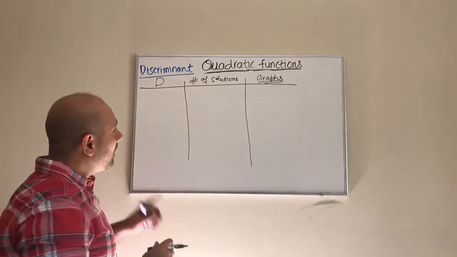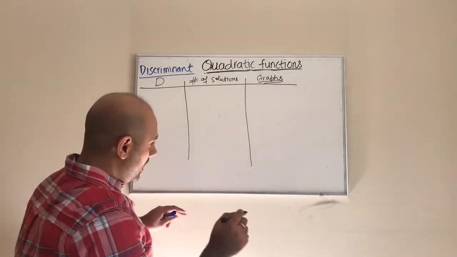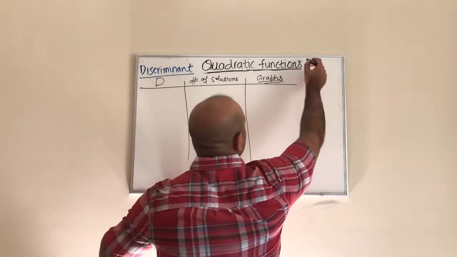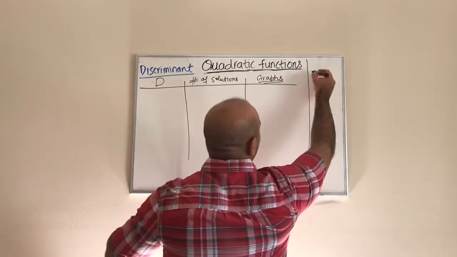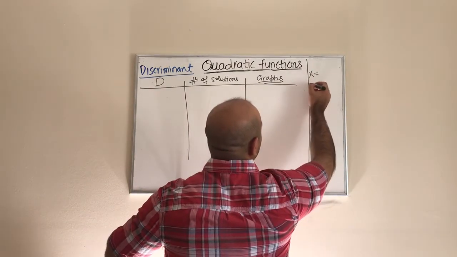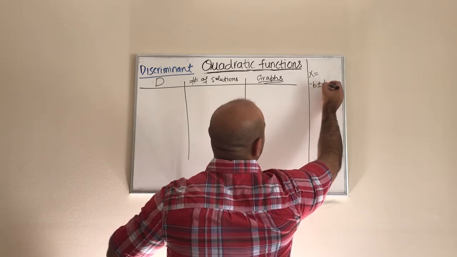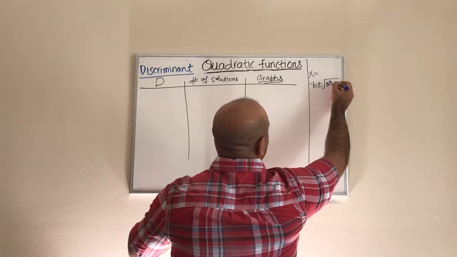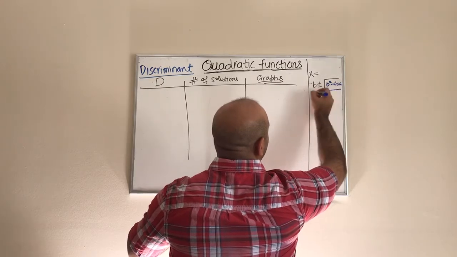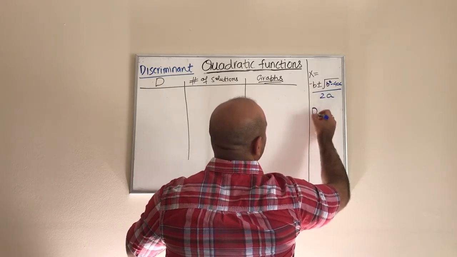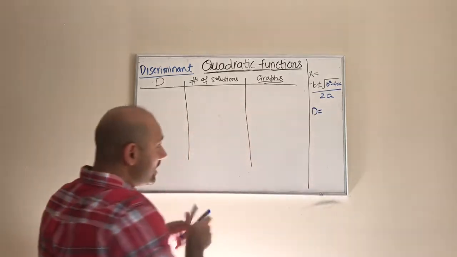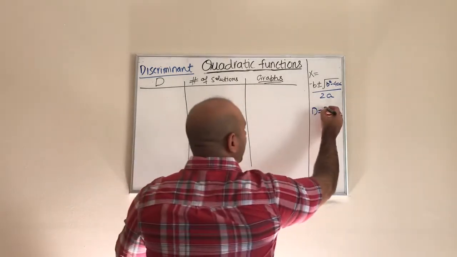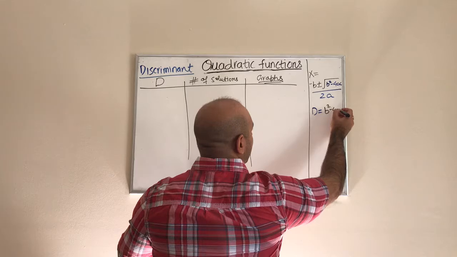Before we start with the discriminant, let us recall the quadratic formula. The quadratic formula looks like this: negative b plus minus radical b squared minus 4ac, divided by 2a, right? And the discriminant is the quantity inside the radical, which is b squared minus 4ac.